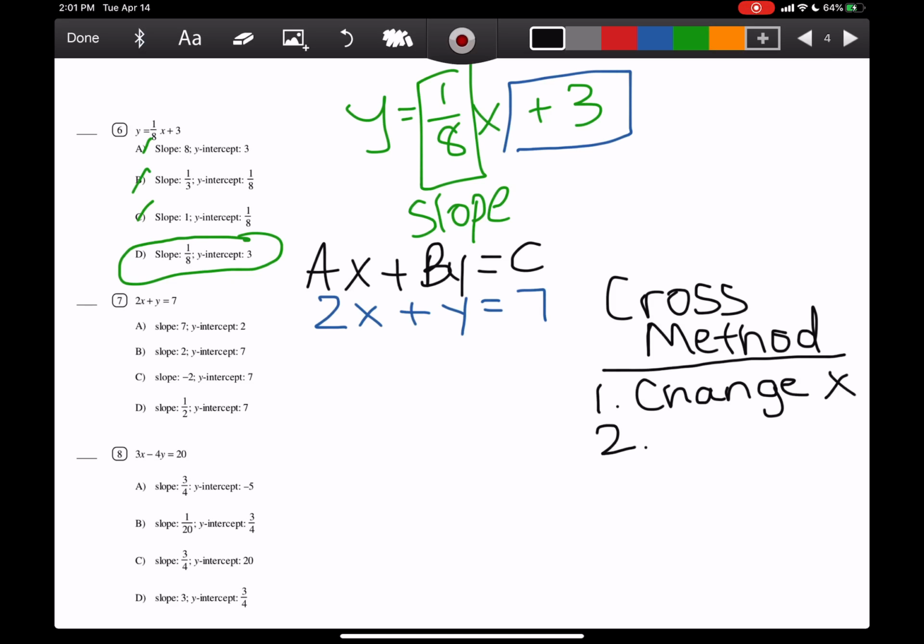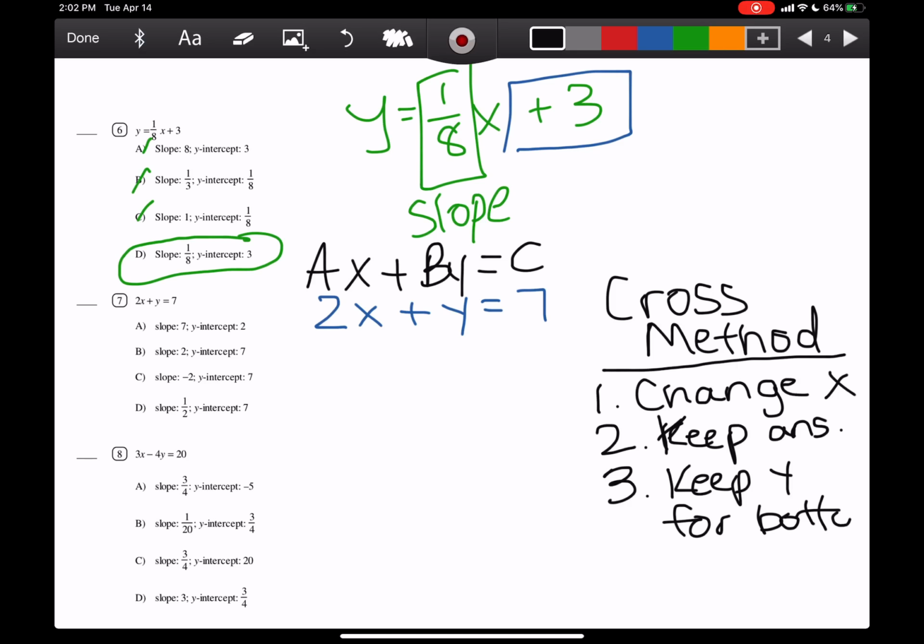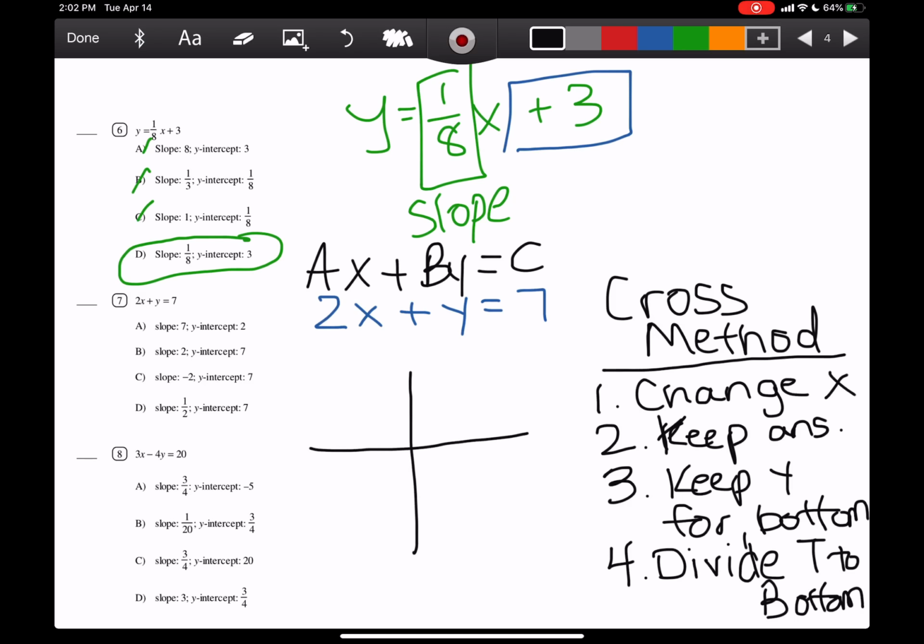Step 2 is to keep answer. Whatever the equation is equal to, you're going to put that in the next box. Keep answer. In step 3, you're going to keep y for both your bottom boxes. Keep y for bottom. And the last thing you have to do is divide. Divide top to bottom. So let's do an example here. It's number 7. First thing is to change x.